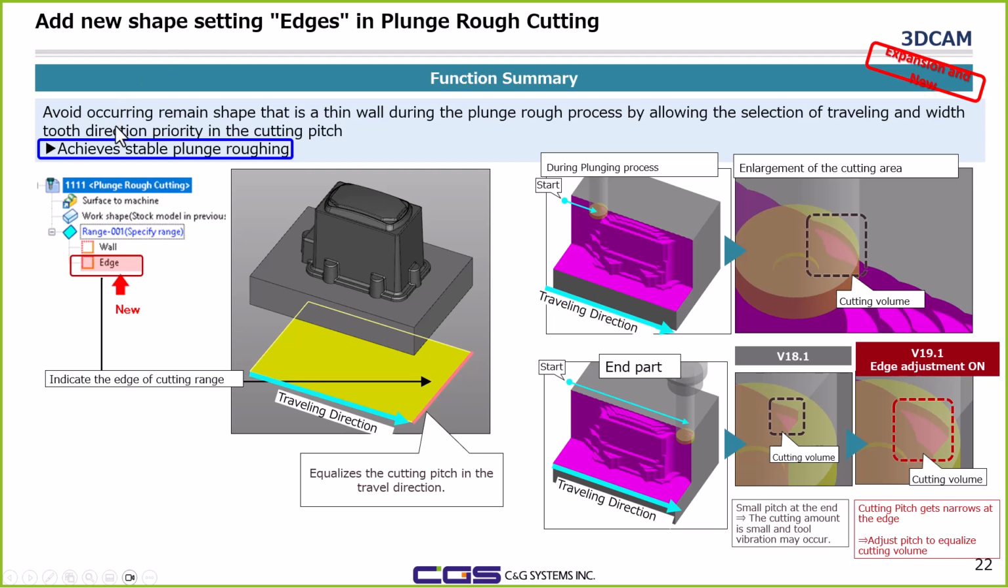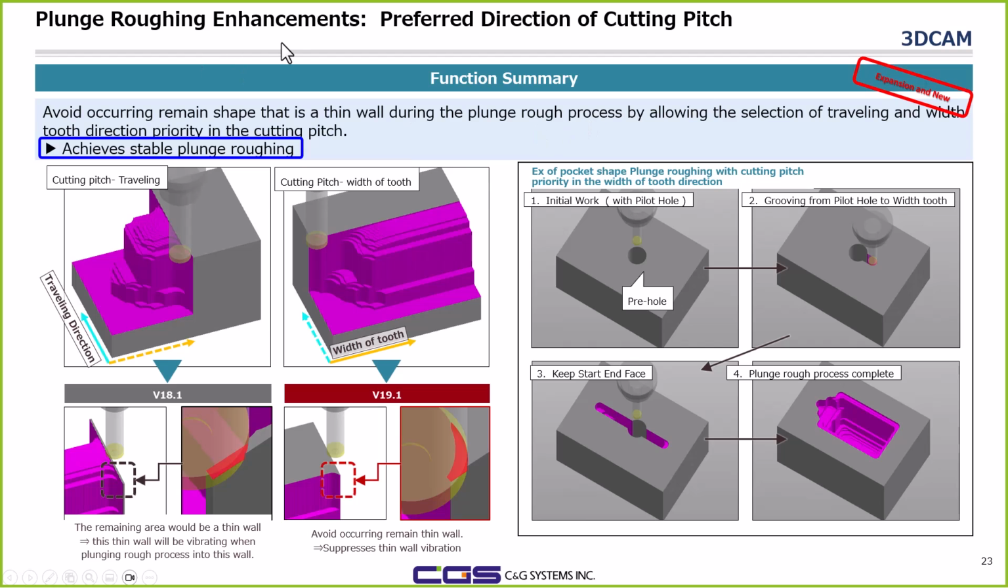So you can now set edges for plunge rough cutting to select set directions, and that way it will try and keep it more as an equal step over, step down. Also, you can set your preferred direction, even though I'm pretty sure nobody uses these plunge rough cuttings.